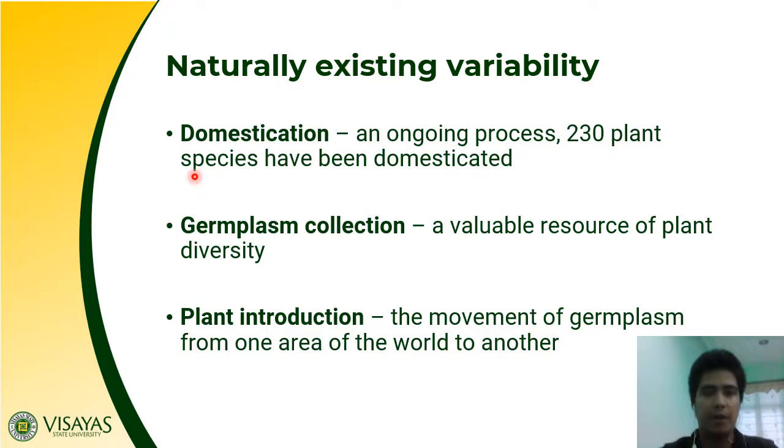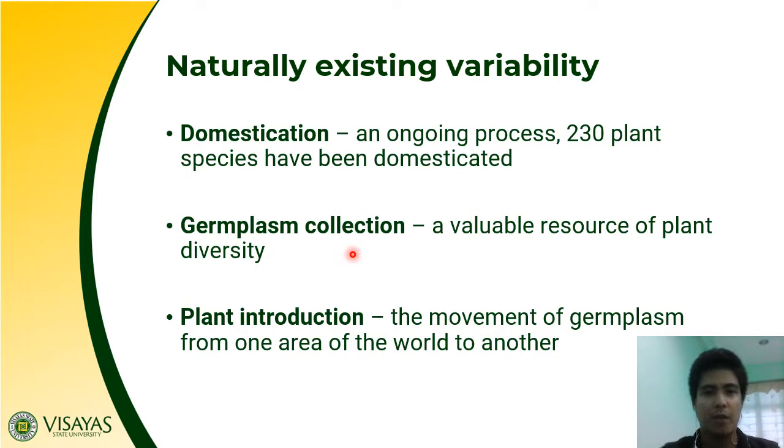I have already introduced the term domestication, which is the collection of wild species and putting them under human care. You might think that domestication occurred in the past, but that's not true because it's an ongoing process. In fact, 230 plant species have already been domesticated since then.